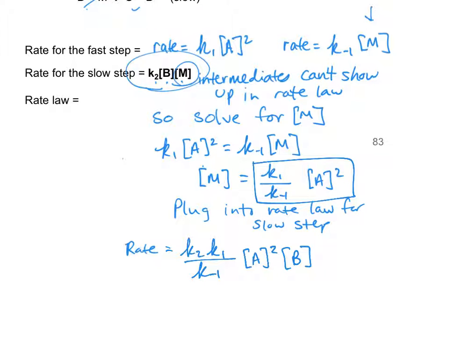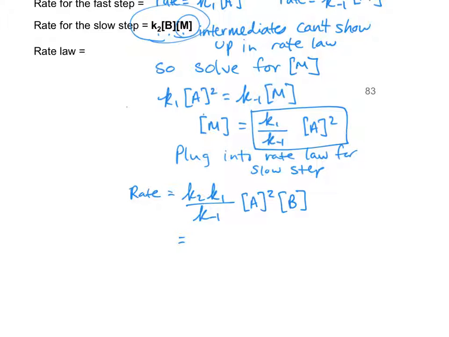Okay. The other thing is because the K values, K1, K minus 1, K2, are all constants, we can just rename that another constant. So you may need to do this or may not. Sometimes a homework problem will ask you for this, but it's nice to only have one K. So rate equals K times A squared times B. Everyone see how that works?